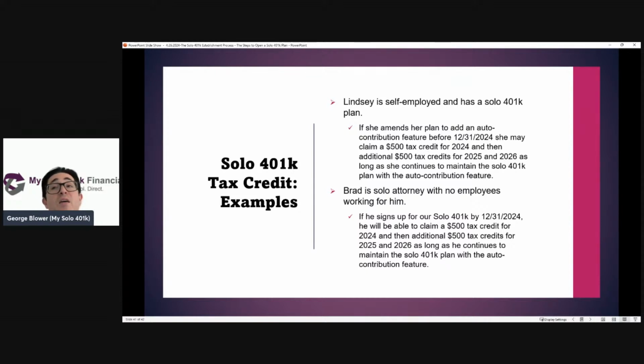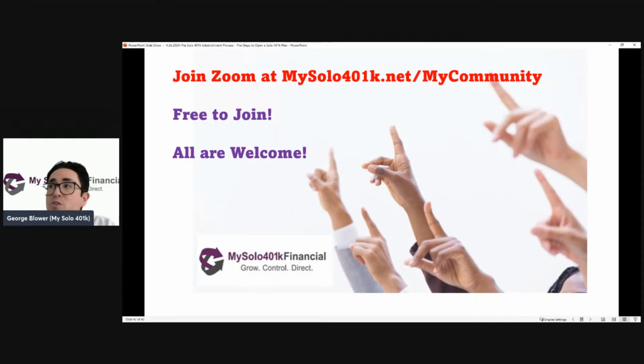Whereas Brad, he's eligible to set up a plan, doesn't have one, but he's eligible because he's a solo attorney with no employees working for him. So if he signs up for a solo 401k here in 2024, he would be able to claim a $500 tax credit when he files his 2024 taxes. And then again, for 2 more years for a total of $1,500, as long as he continues to maintain the plan with the automatic contribution feature.